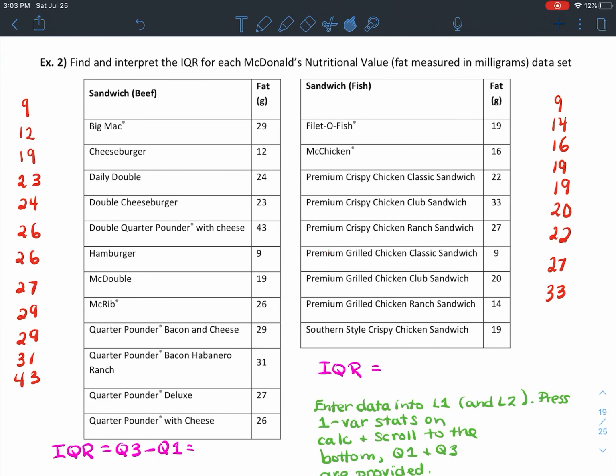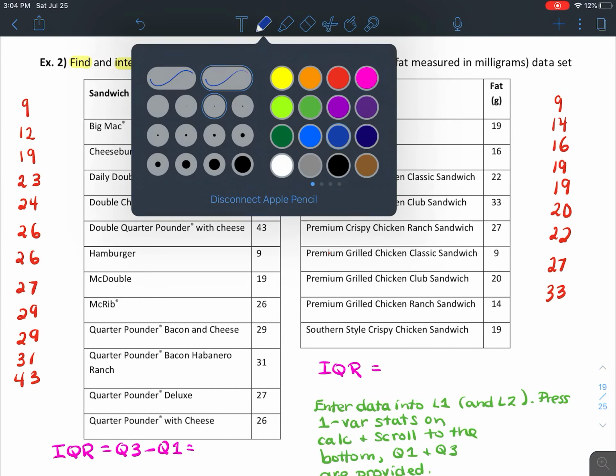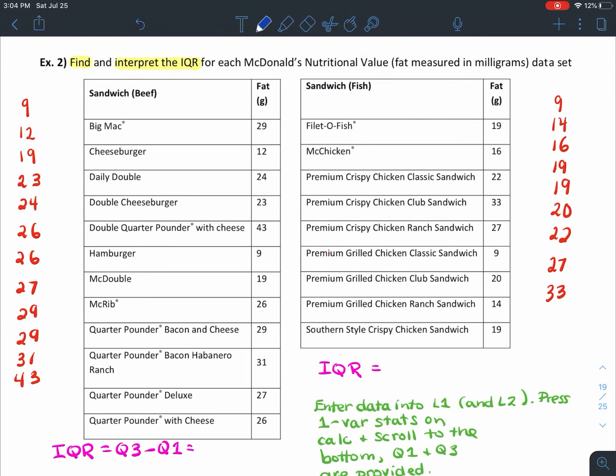So let's say that we have these two sets of data here. We have all of McDonald's beef sandwiches, and then it looks like we have their chicken and fish sandwiches listed, and the number of grams of fat in each of these. So two different data sets here. The question is to find and then interpret the interquartile range for each of these two data sets. I went ahead and listed along the sides, vertically, the grams of fat from smallest to largest.